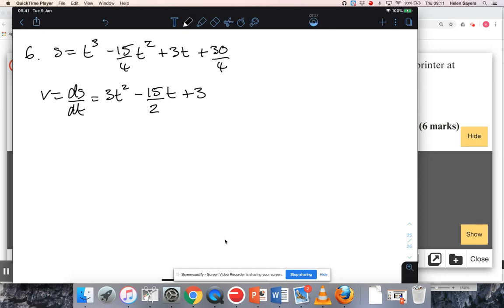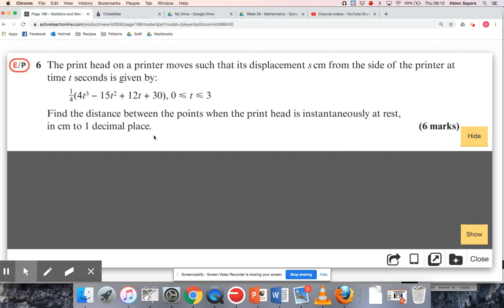Okay, so when is that instantaneously at rest? Well, that's when the velocity is 0. And we will just stick that straight into the calculator. So quadratic solve mode, 3, minus 7.5, and 3. And we get t is 2 and t is a half. Okay, so they're the 2 points when it's instantaneously at rest.